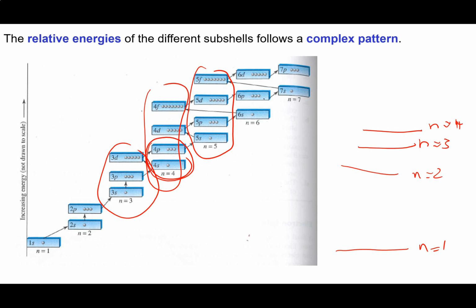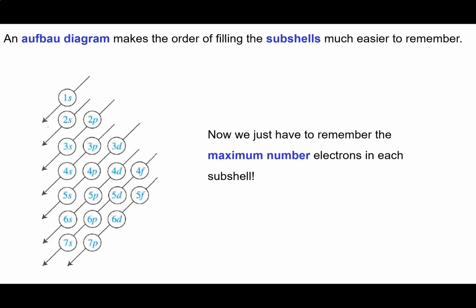However, there is hope. Rather than having to memorize this complicated sequence, we can use this thing called the Aufbau diagram. You should always have a copy of the Aufbau diagram handy or be able to recreate it, because it makes the order of filling of the subshells really easy to remember.